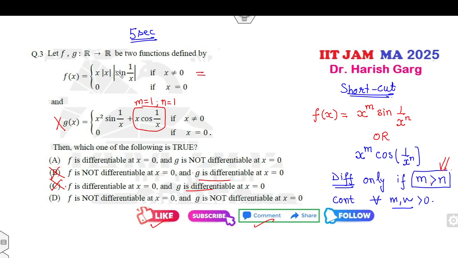How can you write this function? I can write this function as x square sine 1 over x. Now clearly, m is 2, n is 1, which satisfies this condition. Yes, f is differentiable at x equal to 0, but g is not. Right answer is A, it is my correct answer.